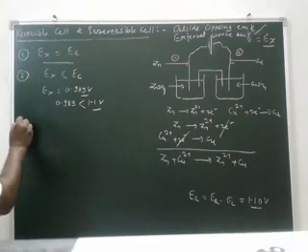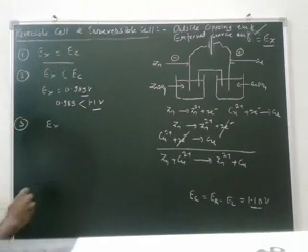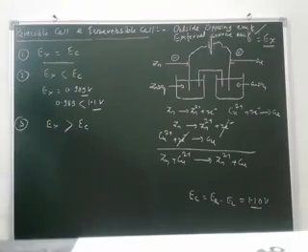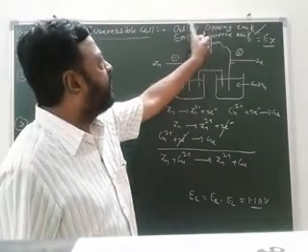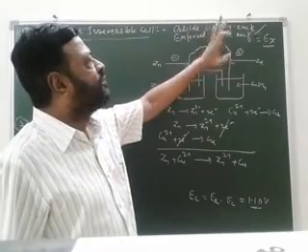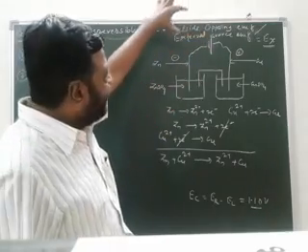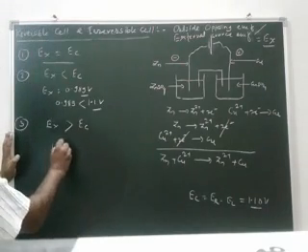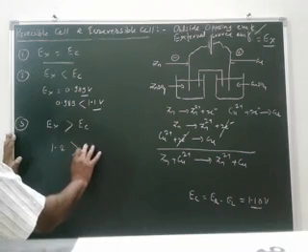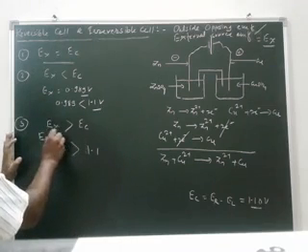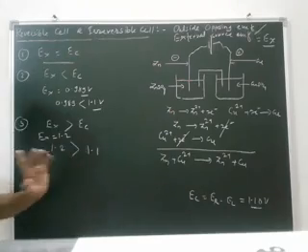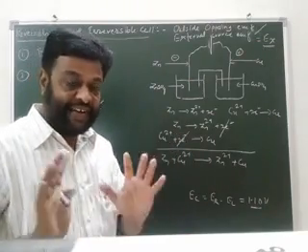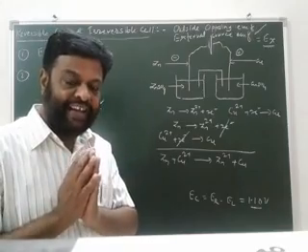And the third condition is that external source of EMF is slightly greater than EMF of the complete cell. External source of EMF, the outside opposing EMF, is slightly greater than EMF of the complete cell. Suppose EC is 1.1 volt, then external EMF is equal to 1.2 volt, which should be greater than 1.1 volt. Then current can flow in an electrochemical cell.